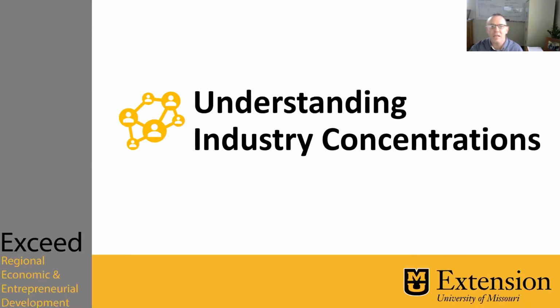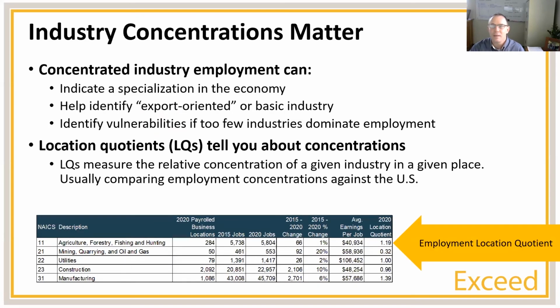Now let's talk about industry concentrations. So industry concentrations are important for a lot of reasons. One, it can indicate a specialization in your regional economy. It can also help identify export-oriented or basic industries. And what I mean by that is industries that are really there but are exporting their goods or services outside your region, and therefore bringing new dollars into your region. So that's what economic development is in many ways, looking to expand those export-oriented industries.